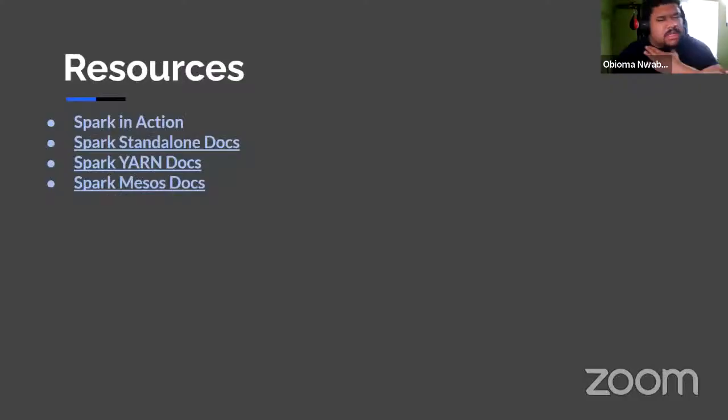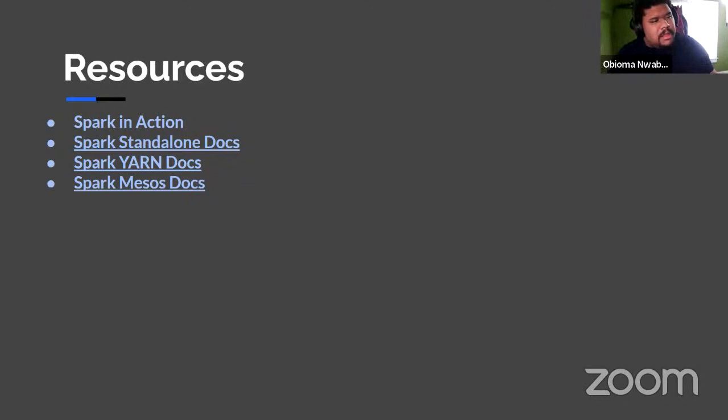And then the resources used to come up with this talk: Spark in Action, which is an actual book that discusses local, Spark Standalone, Yarn, and Mesos. It doesn't really talk about Kubernetes because I don't think the version of the book that I was reading was out when Kubernetes had become as popular as it is now, or supported Spark.